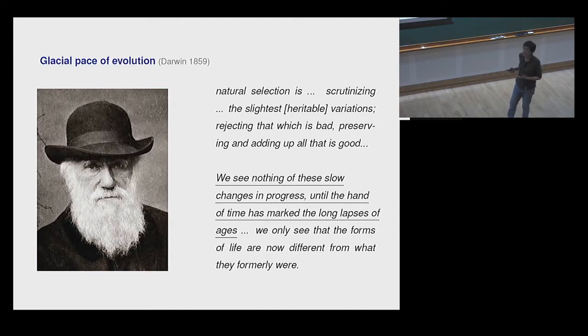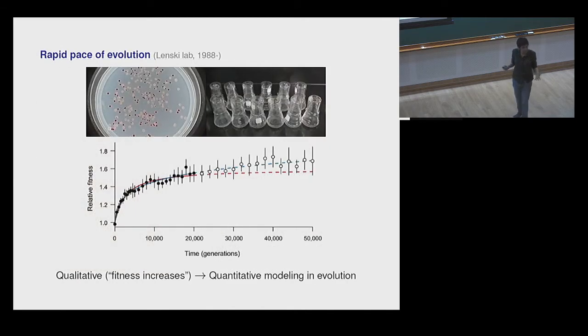But this has changed a lot. This idea that it's a very slow process has changed over the last 40, 50 years. Nowadays, we find lots and lots of examples in which you can see evolution right in action. There are lots of examples, and I'll just give you one of them. Here is this classic experiment that started in Richard Lenski's lab. He started this experiment in 1988, and it's still going on.